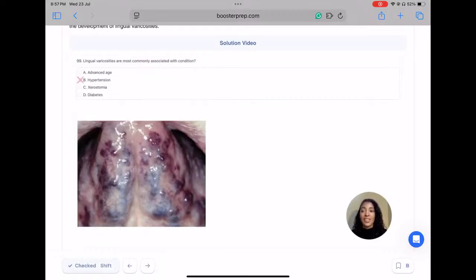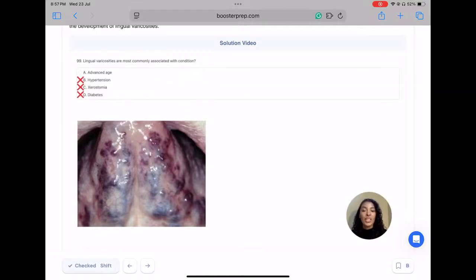So option B reads hypertension. This is not true, so this is incorrect. Option C reads xerostomia, which is also not true, so this is incorrect. And option D reads diabetes, and this is also not commonly associated with lingual varicosities, so this is incorrect, which leaves us with option A, advanced age.